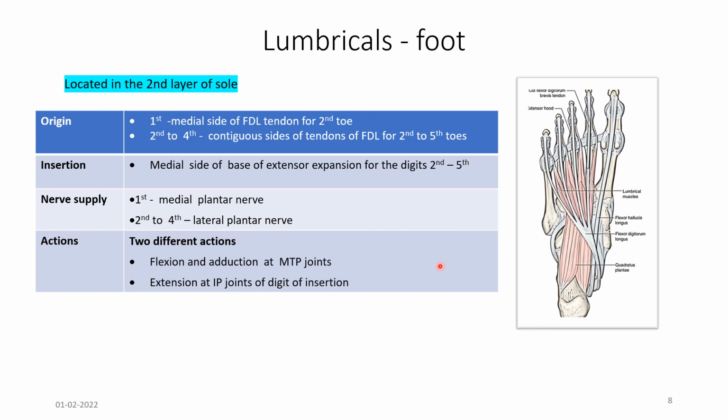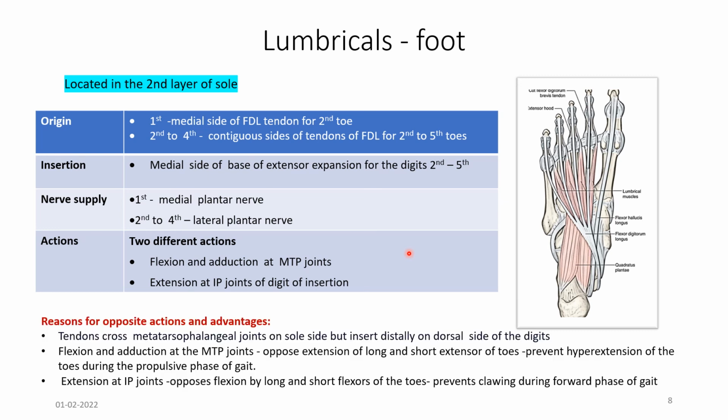Then the action is the same as in the lumbricals of the palm. There are 2 different actions: flexion and adduction at the metatarsophalangeal joint, and extension at the interphalangeal joints of the digit of insertion. The reason for opposite actions is the same as in the upper limb, because they cross the metatarsophalangeal joint on the sole side and get inserted onto the dorsal side of the digits, producing flexion and adduction at the metatarsophalangeal joint.